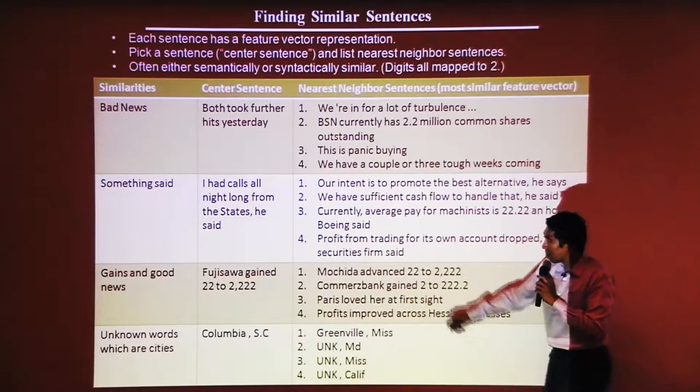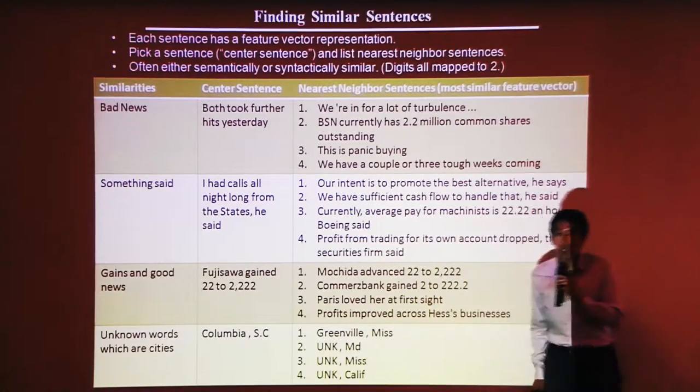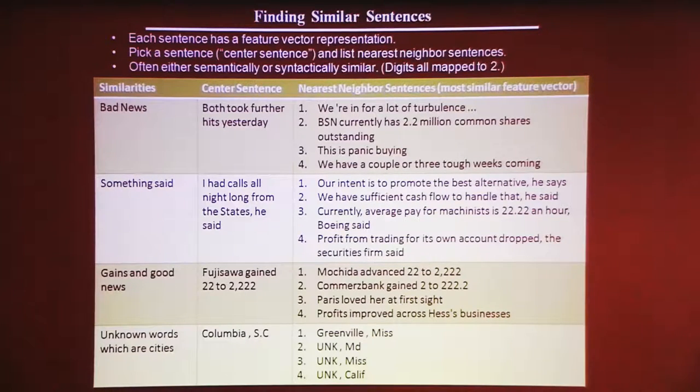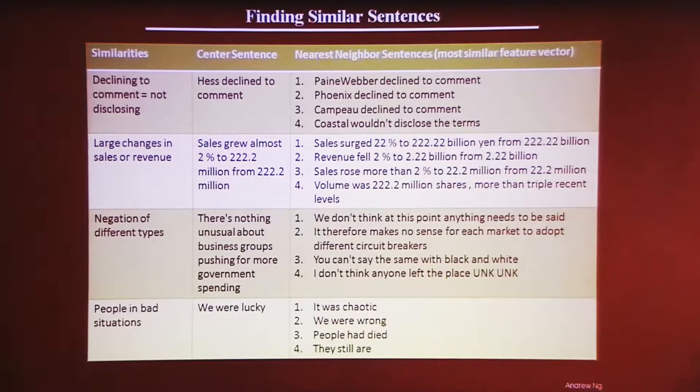This example at the bottom, "Columbia, South Carolina" is similar to "unknown word Maryland". So UNK is when the tokenizer has never seen that word before, it tokenizes it as UNK. But someone knows that even though you don't know what that word is, even though it's a word you've never seen before, "Columbia, South Carolina" is similar to "unknown word Maryland" because they're both probably cities. Okay, and just a few other examples. On the top, "Hess declined to comment" is similar to number four, "Coastal wouldn't disclose the terms". Those are two sentences without even a single word in common, right? Those are phrases that mean similar things, but they don't have a single word in common, but it sort of recognizes that the features for them should be similar.